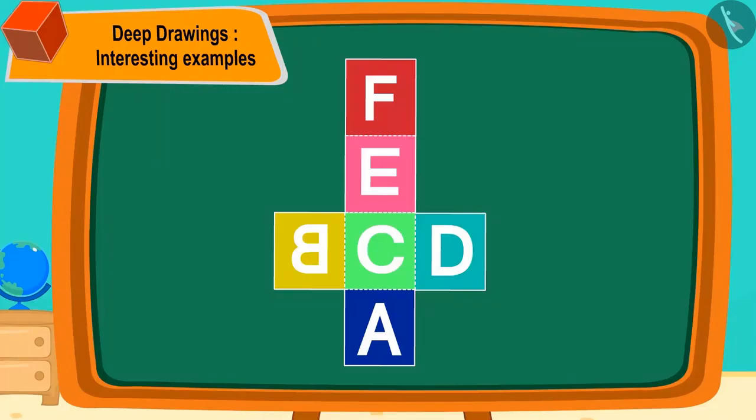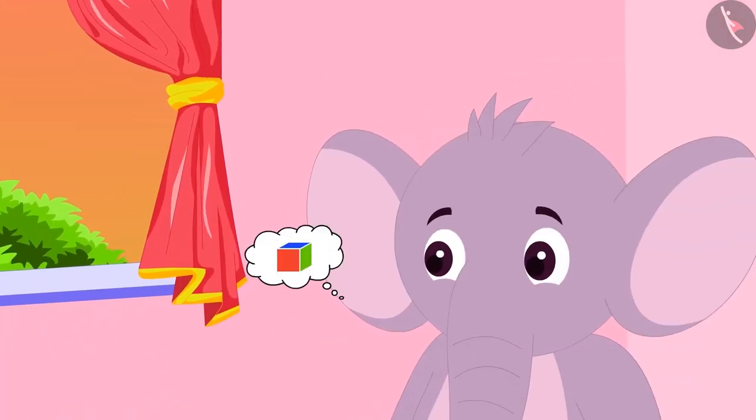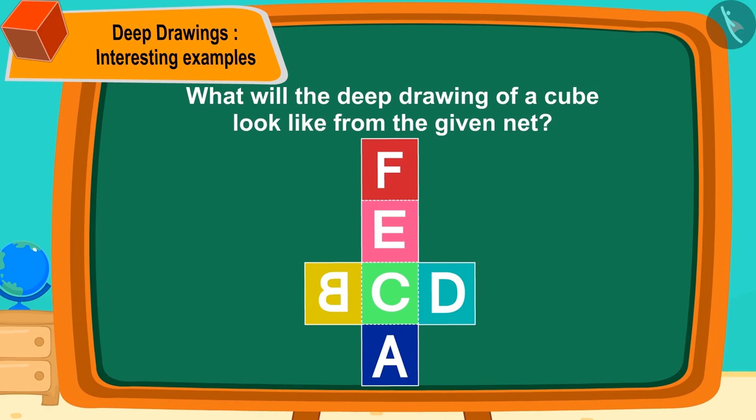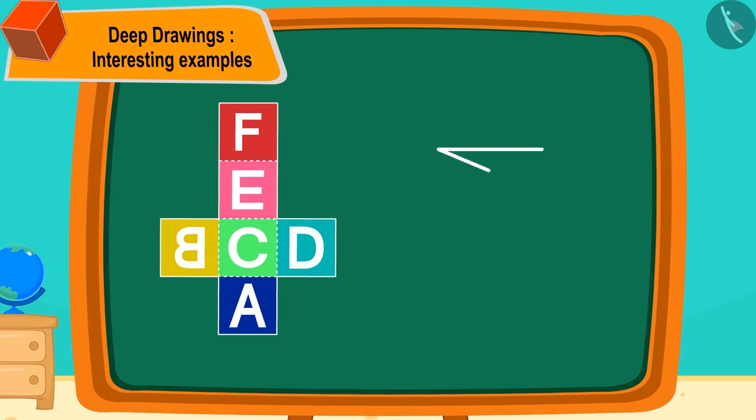Chanda has made a cube net in this way on a cardboard. Appu has to make its deep drawing. Can you tell what this deep drawing will look like? You can find the answer by pausing the video. You can make this deep drawing in this way too.